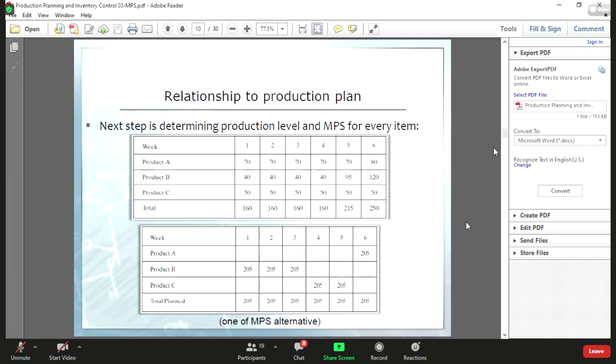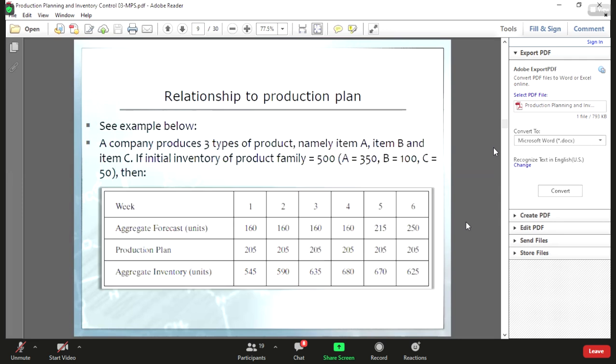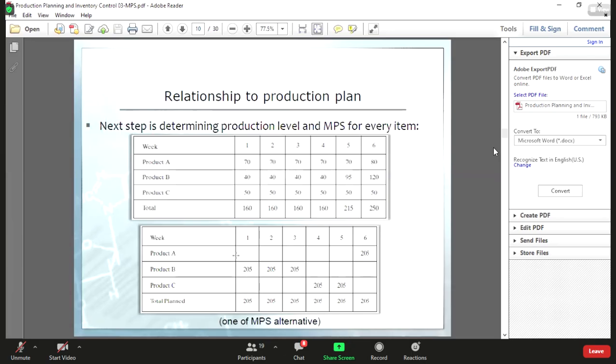After this, you can try. I think it's not very hard. You just need to reallocate the 205 into products A, B, and C, and you need to consider the stock as well. Product A has stock of 350 and B also 100. So you can rearrange this matrix to fulfill the requirements of products A, B, and C.